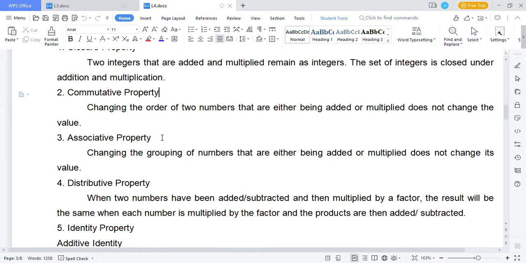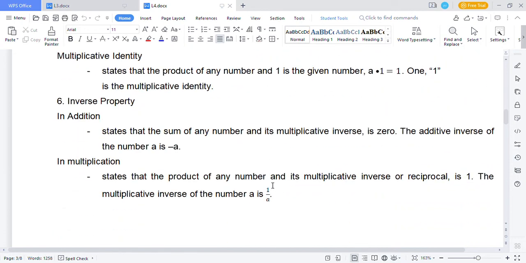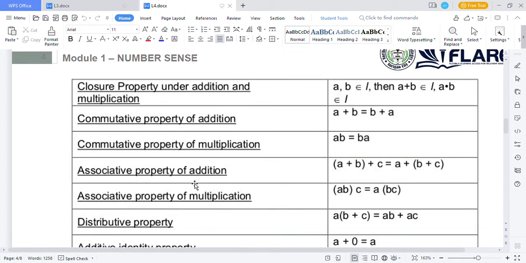Again, for number 3, we also have here the associative property. So, changing the grouping of numbers that are either being added or multiplied does not change its value. So, bali-balik taron man na nimo sila, dili mausab ang ila value. So like for example, we also have the associative property of addition.